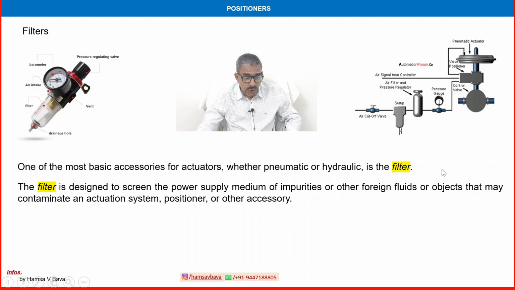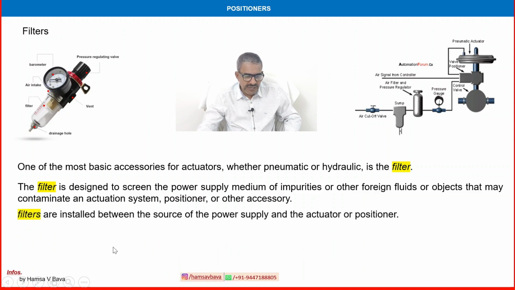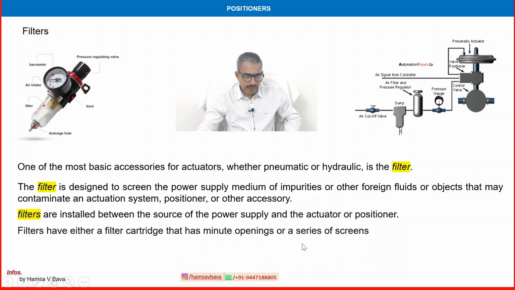Filter and regulator can be used together, or filter separate and regulator separate. Both systems can be used with the actuation system, positioner or other equipment as necessary. So it is cleaning the medium. Filters are installed between the source of power supply and the actuator or positioner. Here, see the positioner and actuator, and the power supply here. This is the filter. Filters have either a filter cartridge that has minute openings or a series of screens.